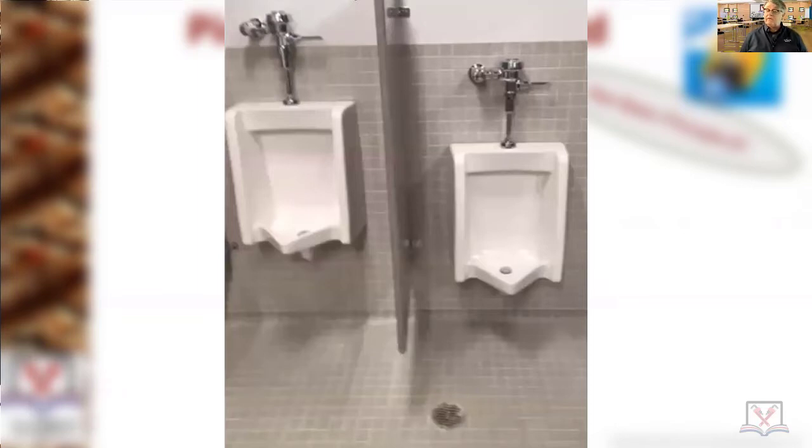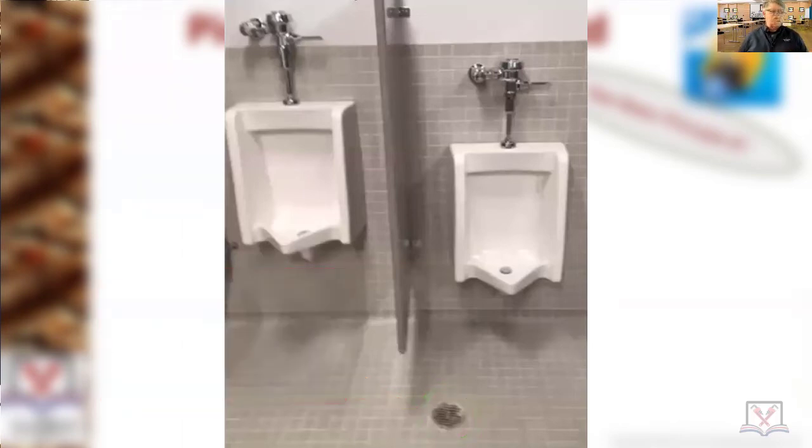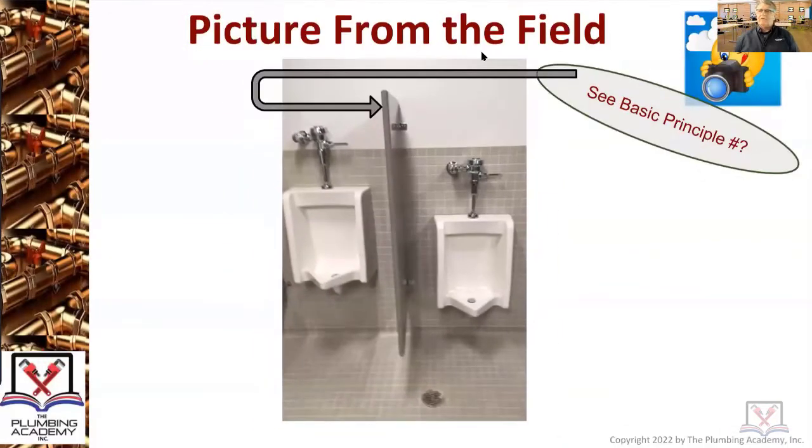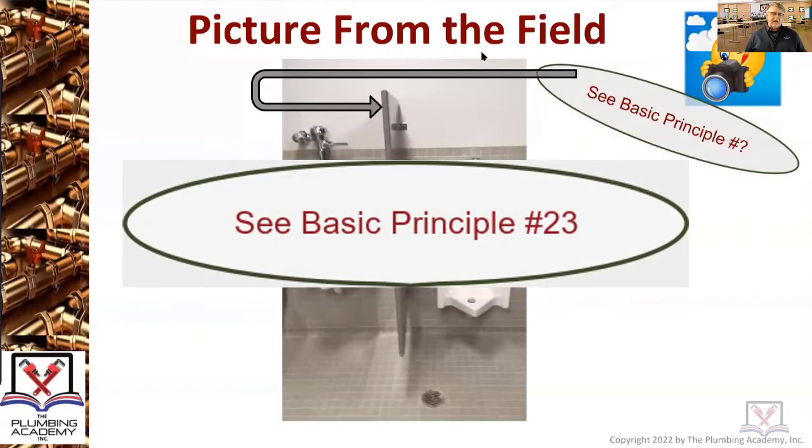There's a floor drain in the vicinity. Who can tell us the minimum size of a floor drain? 2-inch. Don't forget that. Here's the harder question. Which of the following basic principles applies to what you're seeing in the drawing? So basic principle number 23, there are 26 of them. Again, lots of questions.